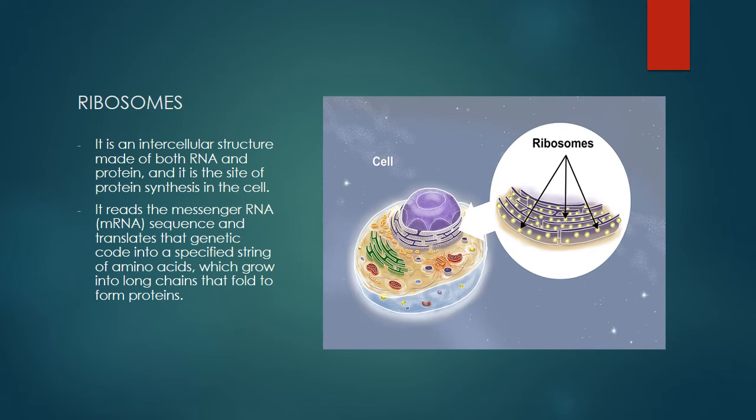Ribosomes are mostly located in the cytoplasm and on the rough endoplasmic reticulum. Free-floating ribosomes in the cytoplasm synthesize proteins to be used within the cell, while ribosomes in the rough endoplasmic reticulum synthesize proteins to be used outside of the cell.